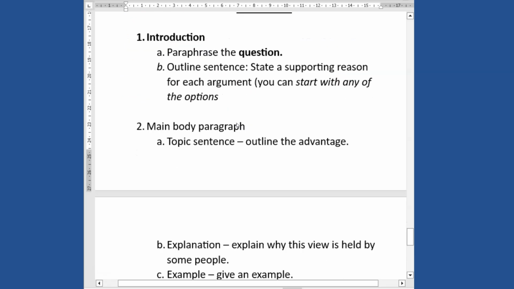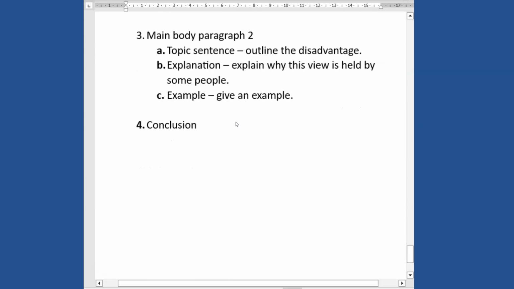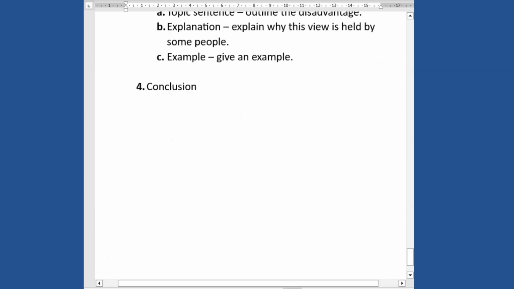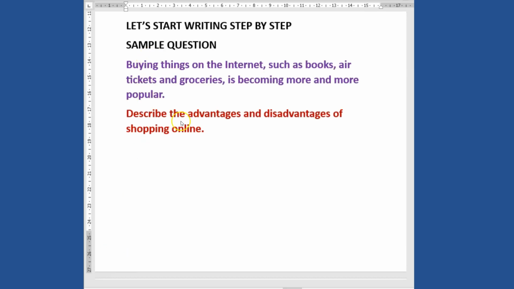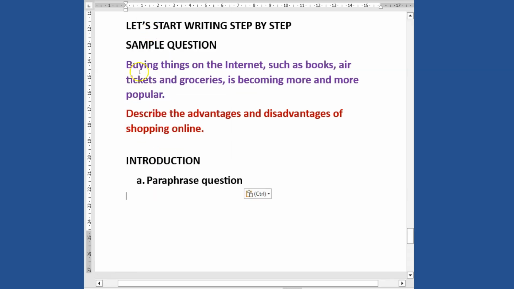So now, let's start writing the essay step by step using the structure that we have studied here. As you can remember, there's our question: buying things on the internet, such as books, air tickets, and also groceries, is becoming more and more popular, and we should describe the advantages and disadvantages of shopping online. According to the structure that we used, we are going to start with the introduction, where we paraphrase our question and then we write our outline statement. So let's write the introduction.